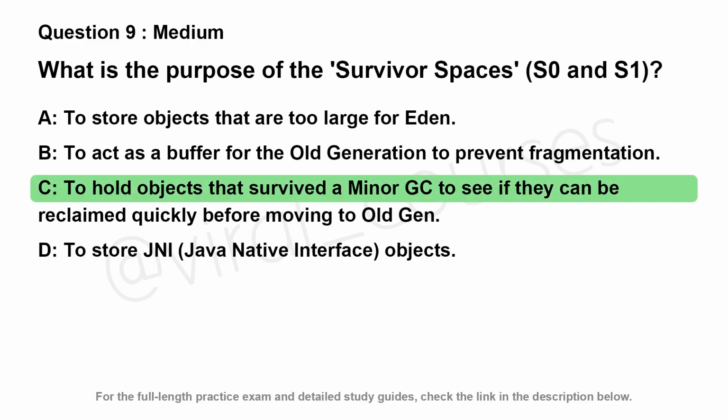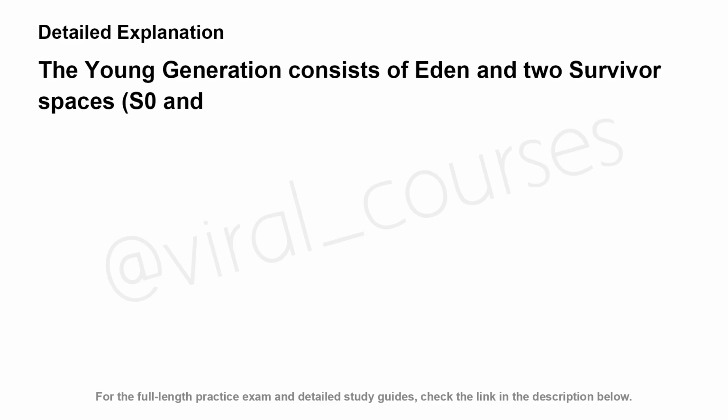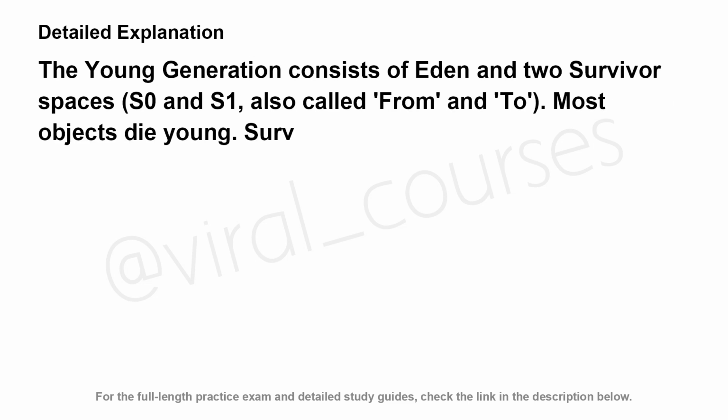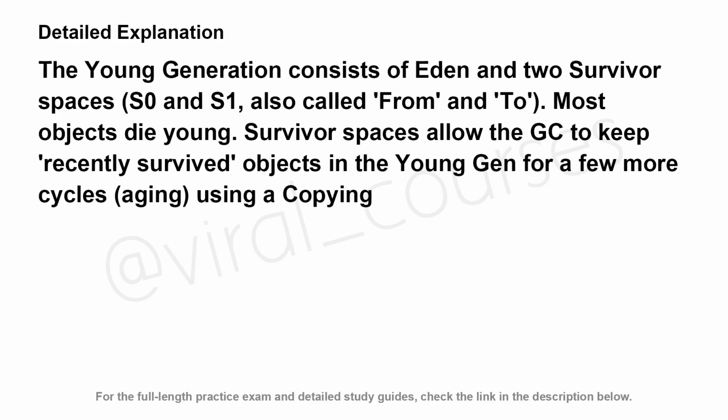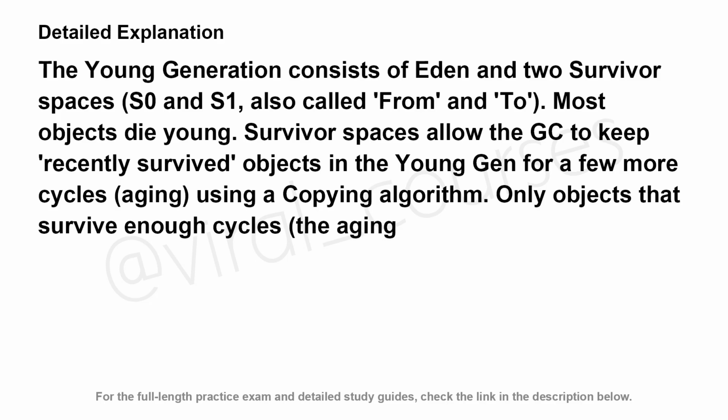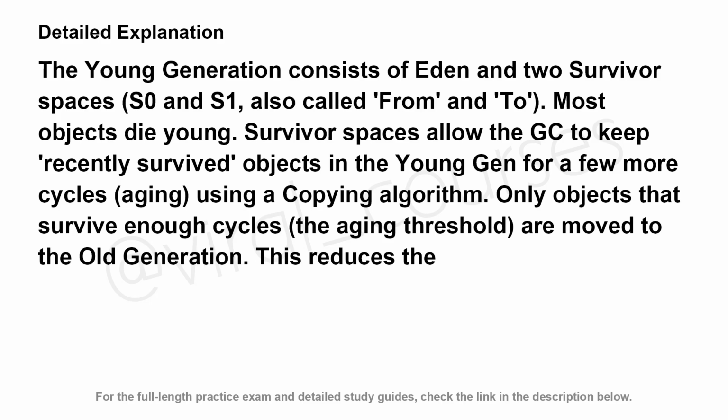The correct answer is C. The young generation consists of Eden and two survivor spaces, S0 and S1, also called from and to. Most objects die young. Survivor spaces allow the GC to keep recently survived objects in the young generation for a few more cycles. Aging. Using a copying algorithm, only objects that survive enough cycles, the aging threshold, are moved to the old generation. This reduces the frequency of major GCs.